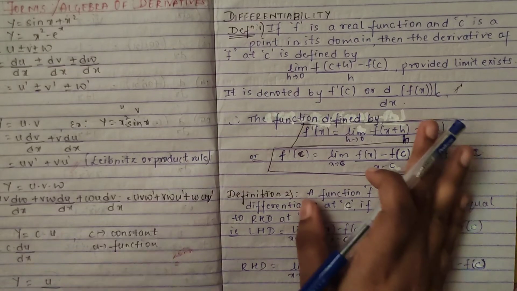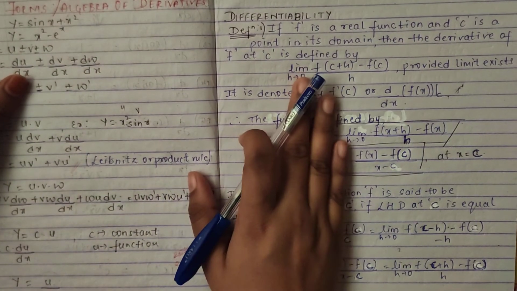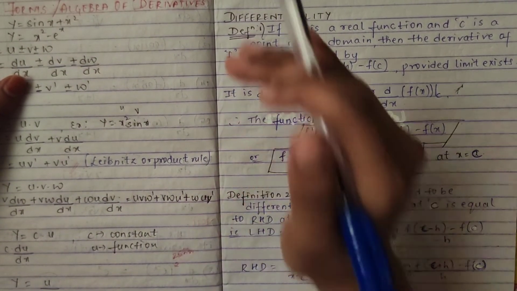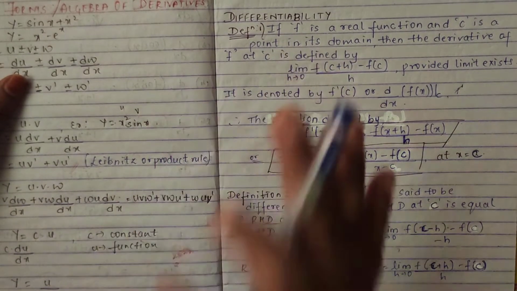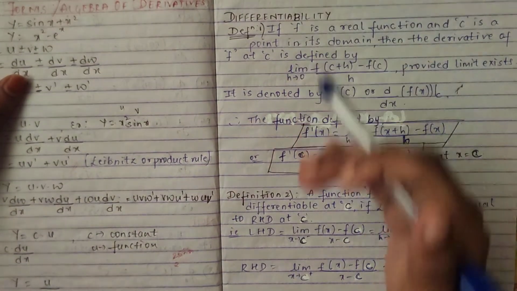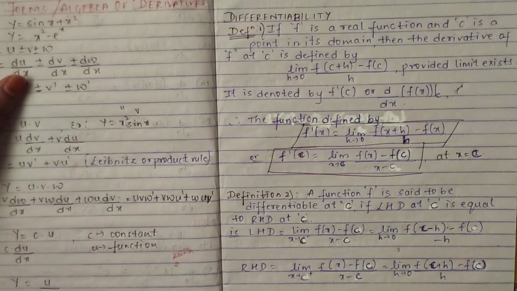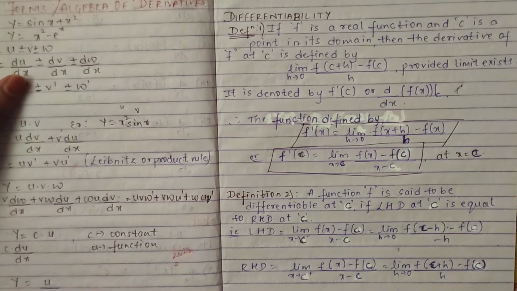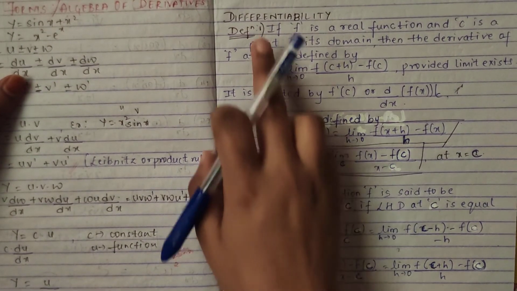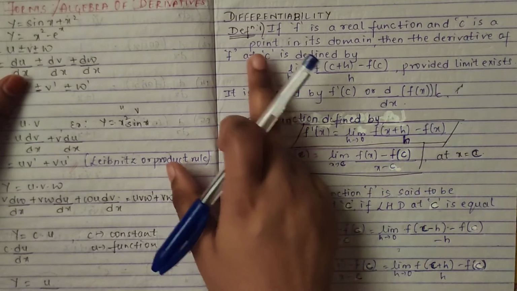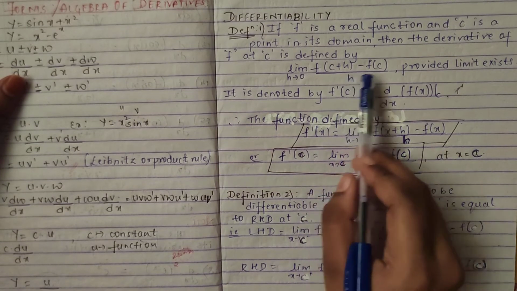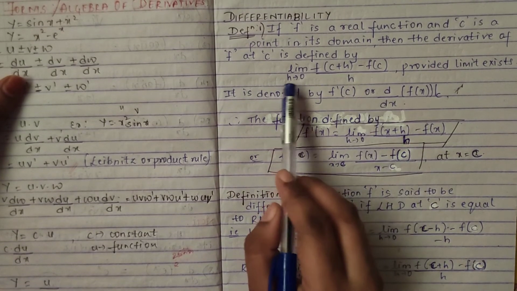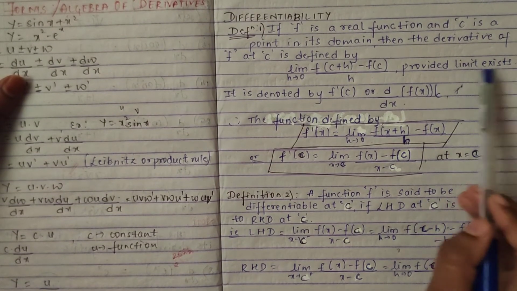So previously we have seen our standard formulas, which are very important, and now we will see our definition. I have already told you what differentiation means, but now in the definition way. So differentiability, this is the definition. If f is a real function and c is a point, then the derivative is given as the limit of f of c plus h minus f of c divided by h as h tends to 0, provided the limit exists.